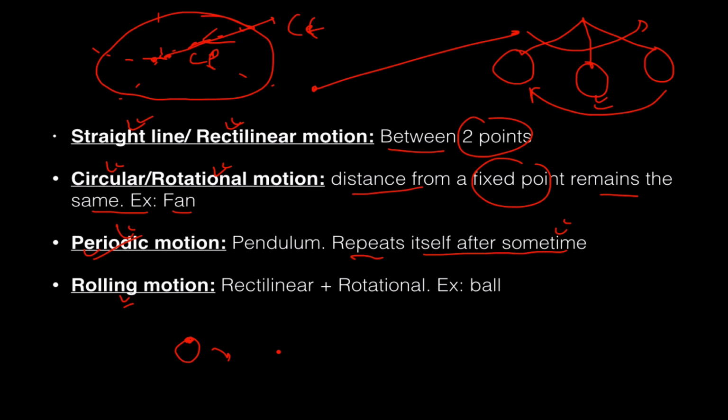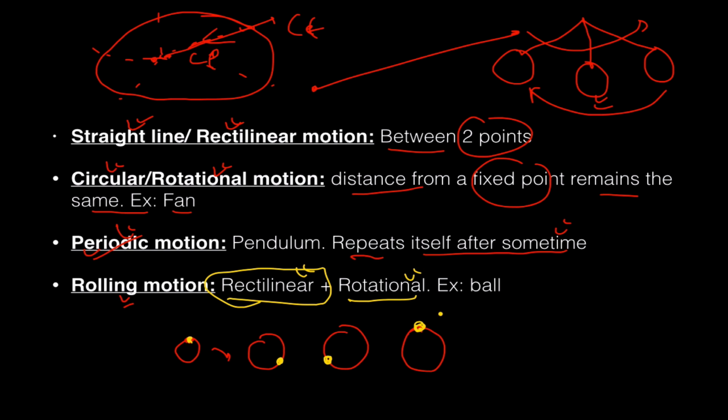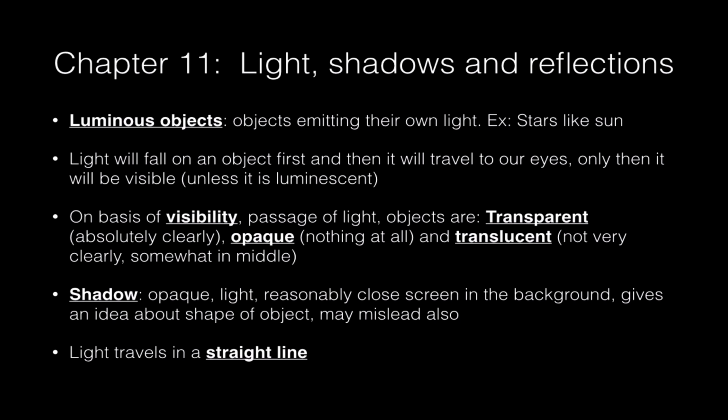So let's say this point is there. Now when the ball comes down here, the point will come this side. Now when the ball comes here, then the point will come this side, and now when the ball comes here, then the point will again come this side. So as you can see, it is both a rectilinear motion because it moves in a straight line, as well as a rotational motion because this point is moving. Example, a ball rolling, or a wheel moving, etc. So these are the four basic types of motion. There are other types of motions also which you read in higher level physics, but this will suffice for now.